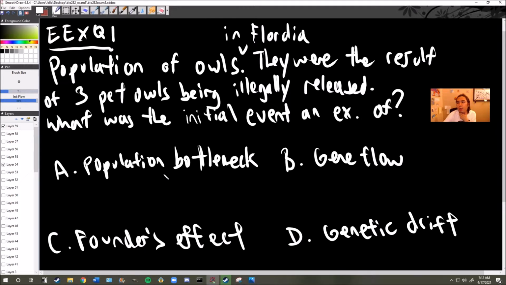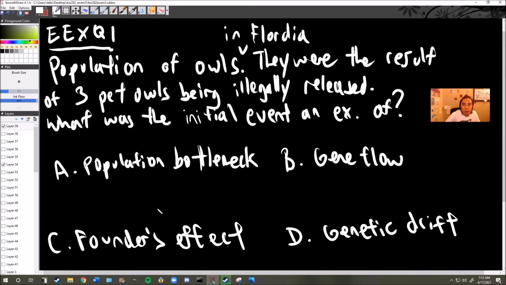A bottleneck usually has a catastrophic event associated with it. Could be gene flow. Okay, gene flow is more associated with migration. This isn't really migration because it isn't joining a new population. It's just kind of popping up. And founder's effect. Okay, this would be a founder's effect.